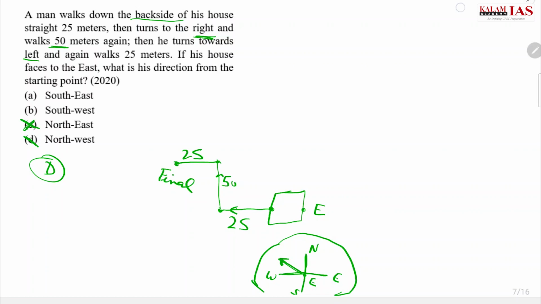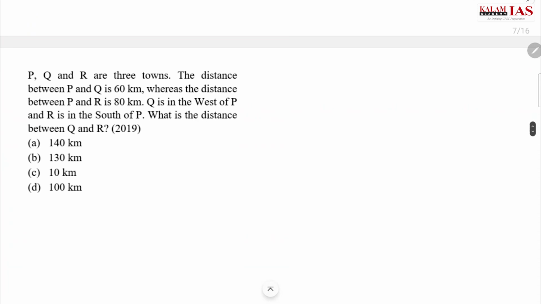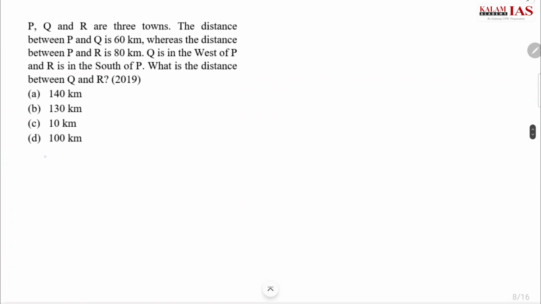Moving on to the next question. We have another 1 minute to solve this question. Again, a very simple problem, you have to just visualize and then you can arrive at the answer.